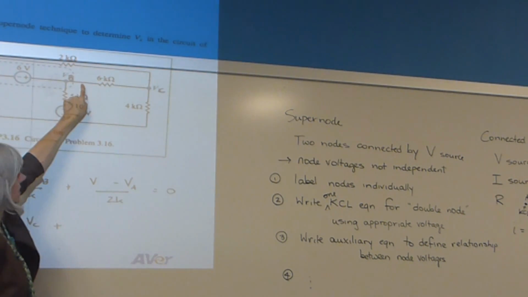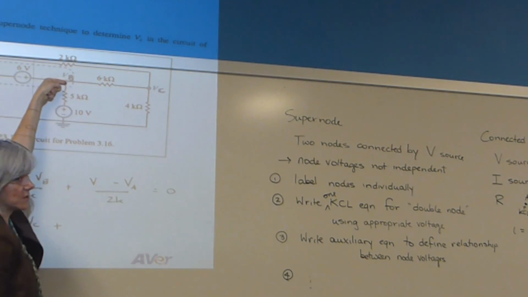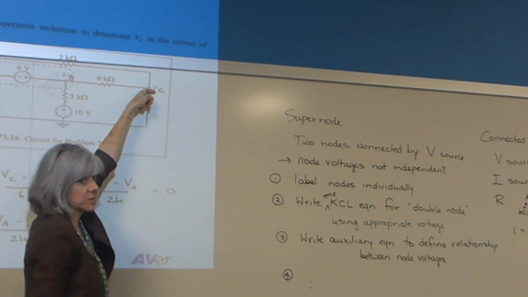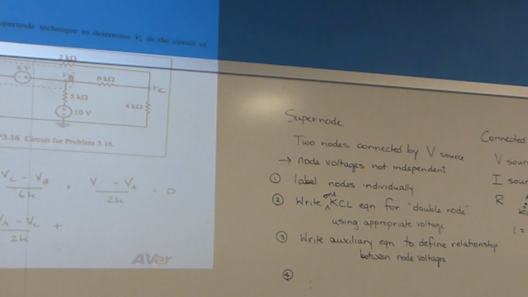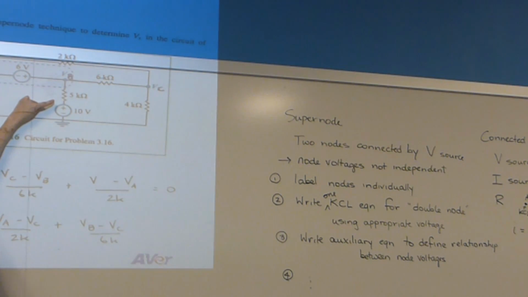So now I'm going to hop over here. What is the current through this branch? In this direction, V sub B minus V sub C divided by 6. And then finally, V sub B minus 10, right? Because this is 0, that means it's 10 right here. So V sub B minus 10 over 5K.